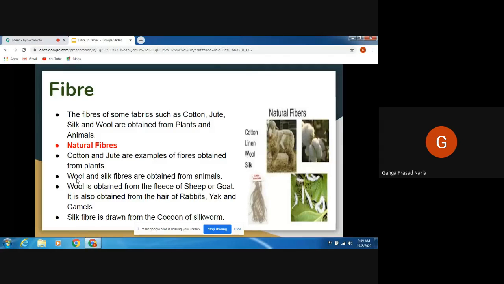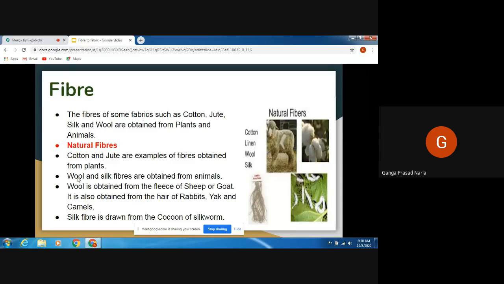And silk. Your mother in functions, I think you also have a dress made by silk fiber. So silk, pattu cheelalu, pattu dress antaru meeku, yes. So the silk fibers are obtained from silkworm. The fourth picture, if you observe, the silk fiber is obtained from silkworm.